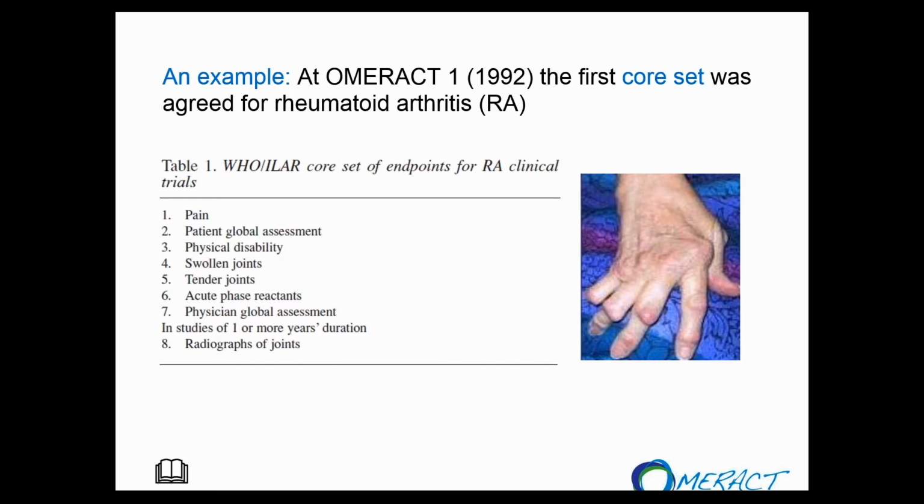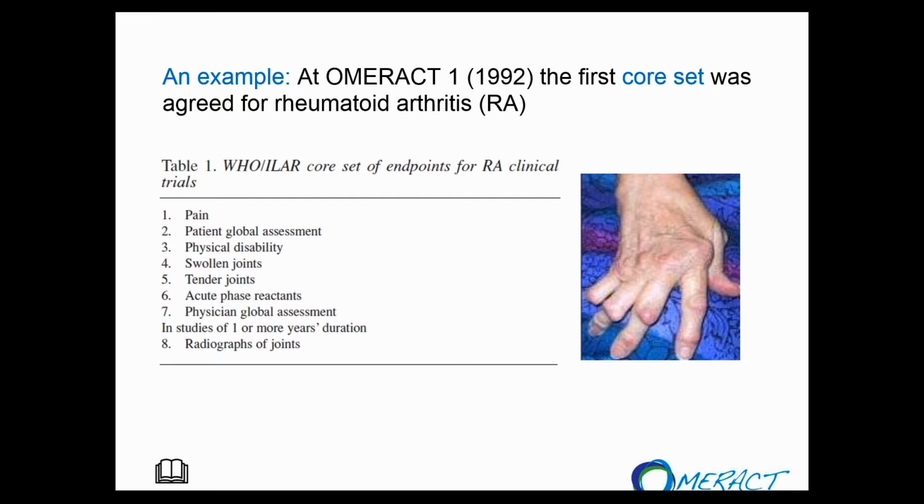So just an example of the very first rheumatoid arthritis core set. And you see here the domains. At that time, it was a mixture of domains and instruments. So you can see it's pain, patient global assessment, physical disability, swollen joint count, tender joint count, one serum level, which is called acute phase reactants, and then something which is called physician global assessment.